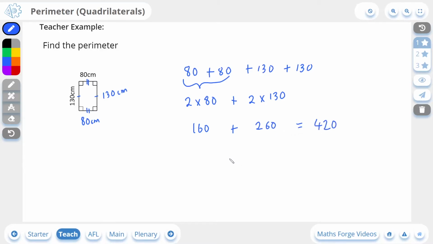And don't forget the units in your answer. Since the sides have centimeters, our perimeter will also be in centimeters. So our final answer is 420 centimeters. And if we check our answer, there it is.